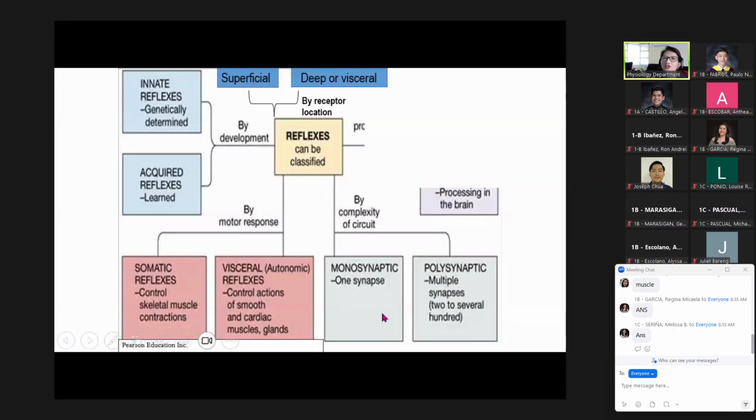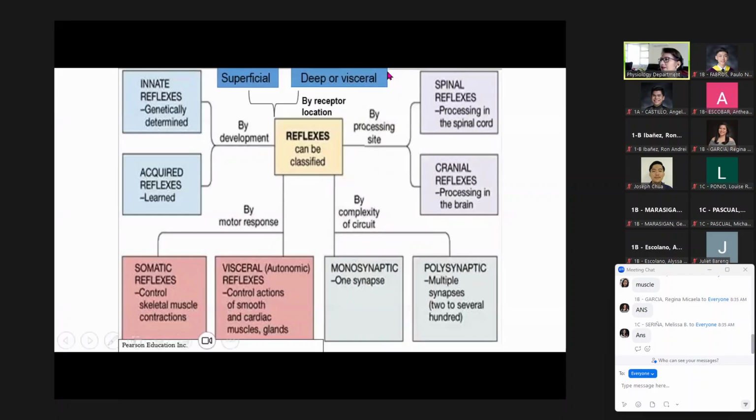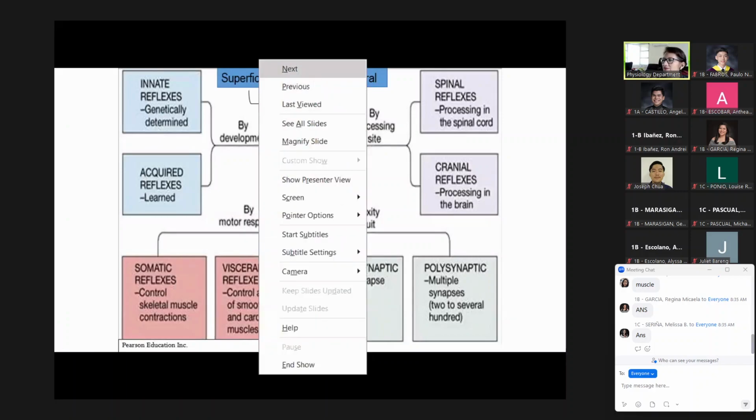And also, you can classify your reflexes depending on the number of synapses. It can be classified as a monosynaptic reflex or a polysynaptic reflex. Most of the reflexes that we have are polysynaptic. And then we have, of course, the processing site. If the processing site is within the spinal cord, spinal reflexes. If it's within the cranial nerve, it's called cranial reflexes. Dun sa manual, merong table dyan, ika-classify nyo yung inyong reflexes.